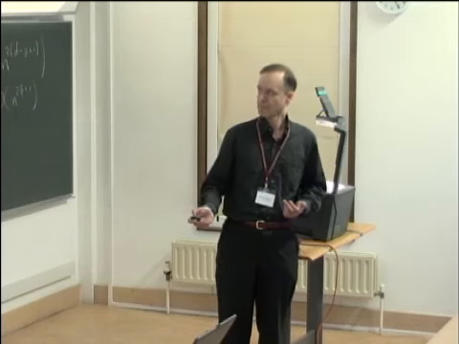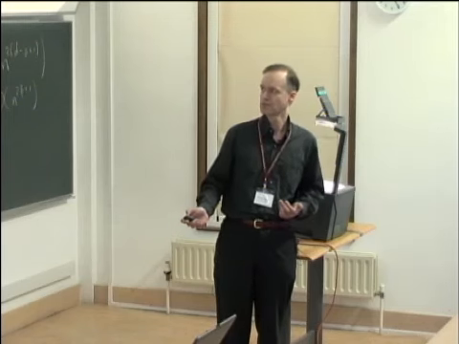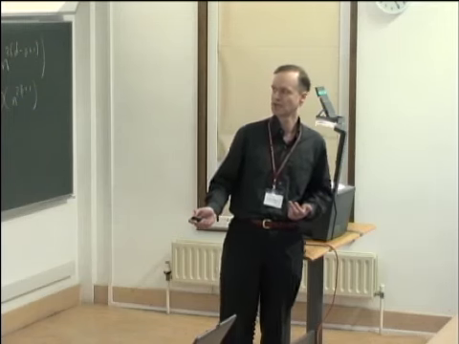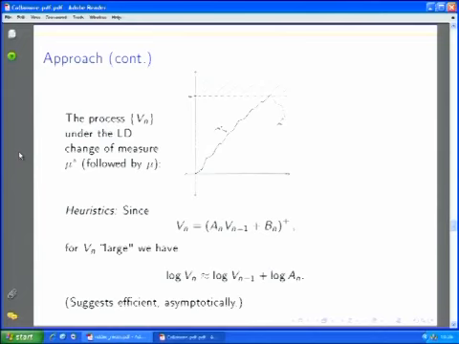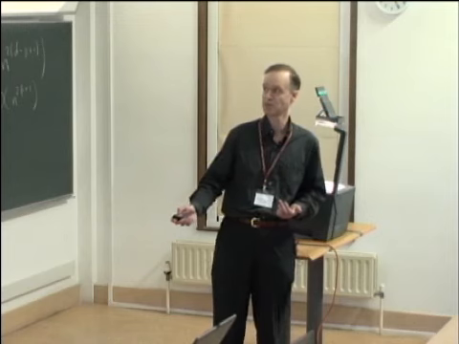The motivation for writing it in this form can be seen from the observation that we're estimating an event where the process V sub n is getting large, and as V sub n tends to infinity, the first two terms in this expression dominate over the last term. So in a very rough sense, this begins to look like a random walk, and that suggests, at least roughly, that this should be an efficient algorithm.